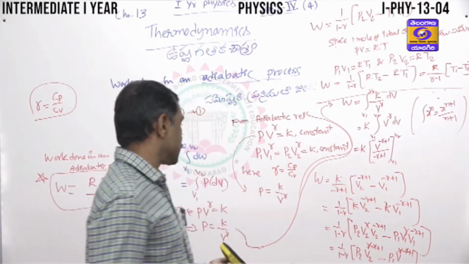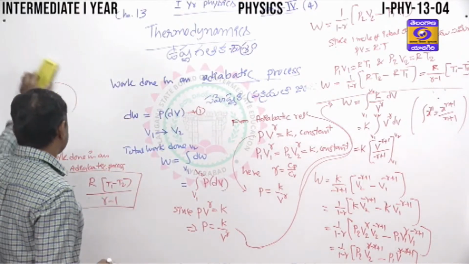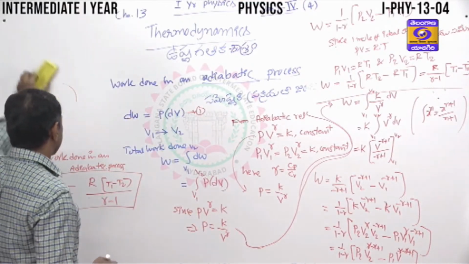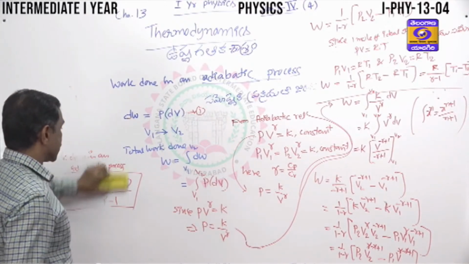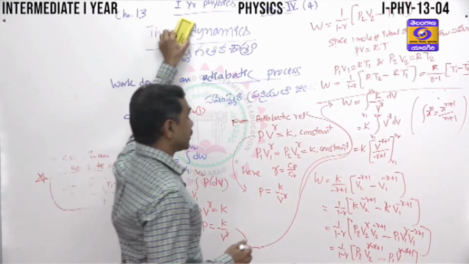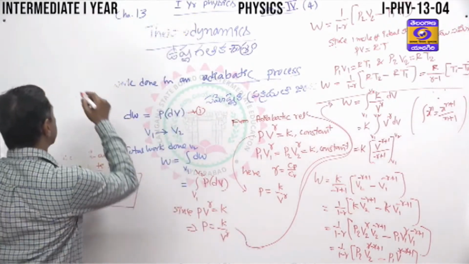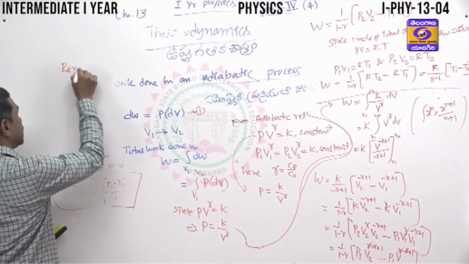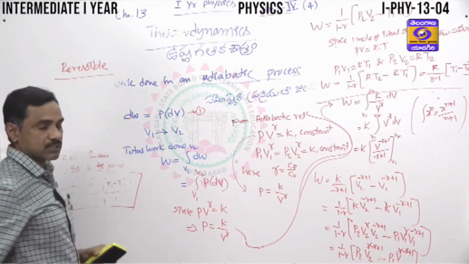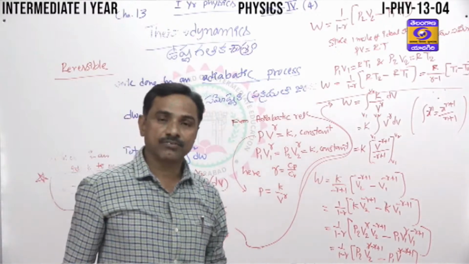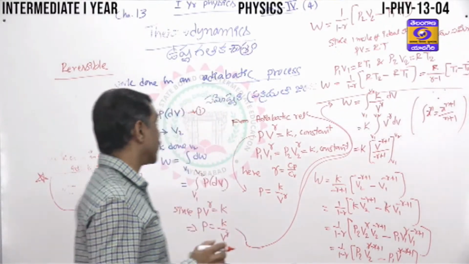So hope you understood. Before moving on, there are some processes: reversible process, quasi-static process, irreversible process. All these things you may get for 2 marks, so they are important. Let me just introduce the terms. Reversible process. What is a reversible process? I'll give you an example.